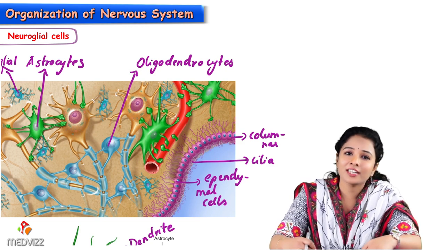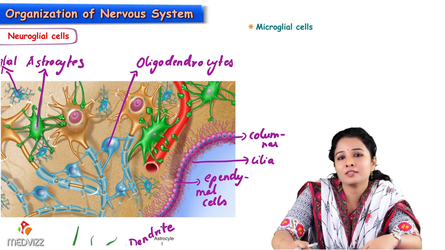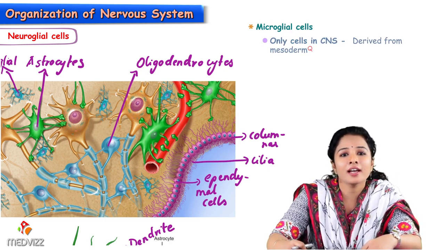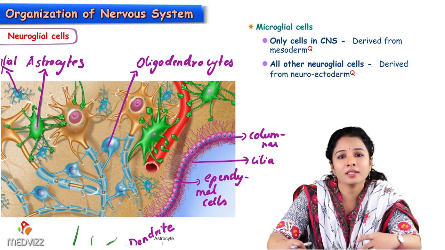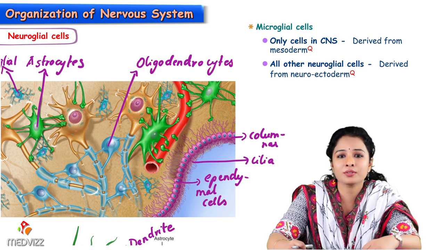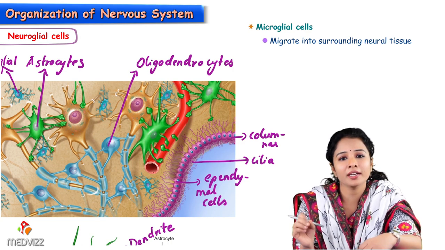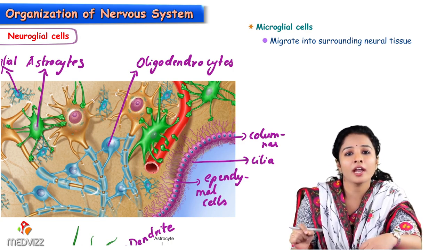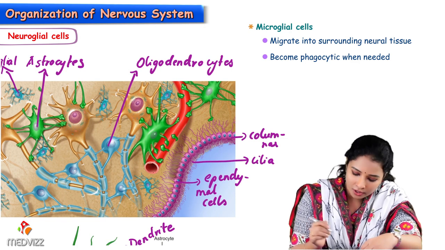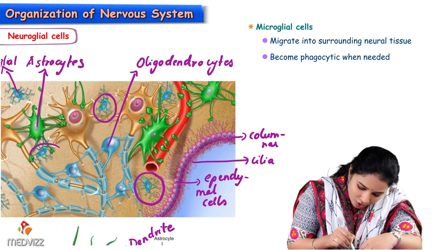Now the last variety of the glial cells are microglial cells. Micro means small, so they are the smallest among all the glial cells, and these cells in the CNS are derived from the mesoderm. It means the whole nervous system is derived from the neuroectoderm, except these cells, which are derived from the mesoderm. They have the capacity to migrate into the surrounding neuronal tissue and become phagocytic when needed. So here are the microglial cells, which are the smallest among all.